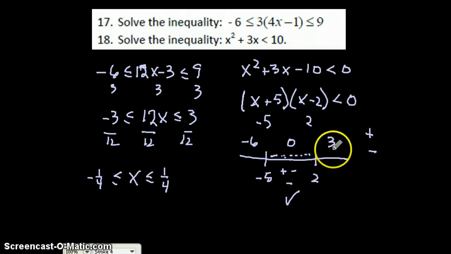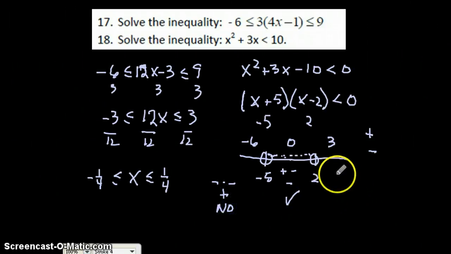Okay. Now by the way, can I include the end values? No, because it can't be equal to 0. So we're just going to say an open circle, okay? Now let's do the negative 6. Negative 6 would be negative times a negative. That's a positive. That's a no.